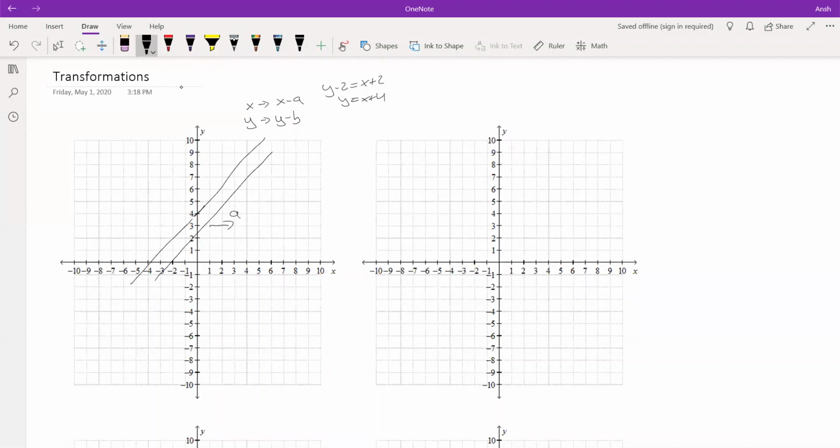And similarly, if we want to shift 2 units to the right, we do y equals x minus 2 plus 2, y equals x, and this would shift the function 2 units to the left.